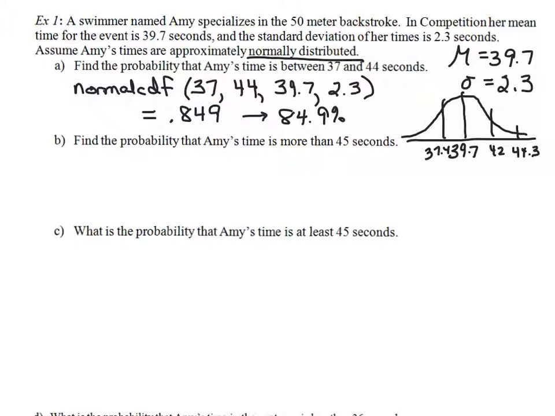And I see that that's probably enough for me to put on to see the numbers that I'm given. So my lower bound is 37, so I'm going to say, okay, 37 would be right around here. 44 is my upper bound, so that's going to be right around here. Notice that neither of those numbers coincide with a half of a standard deviation.